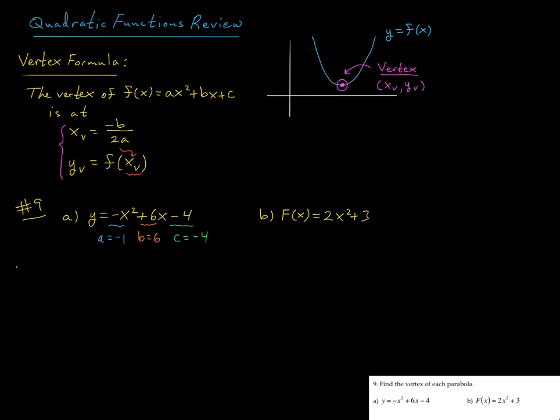All right, so the x-coordinate of the vertex, which is the opposite of b over 2a, is the opposite of 6, that's our b value, and then I'm going to divide by 2 times a, and a is negative 1. And so this simplifies to negative 6 over negative 2, and that is equal to 3.